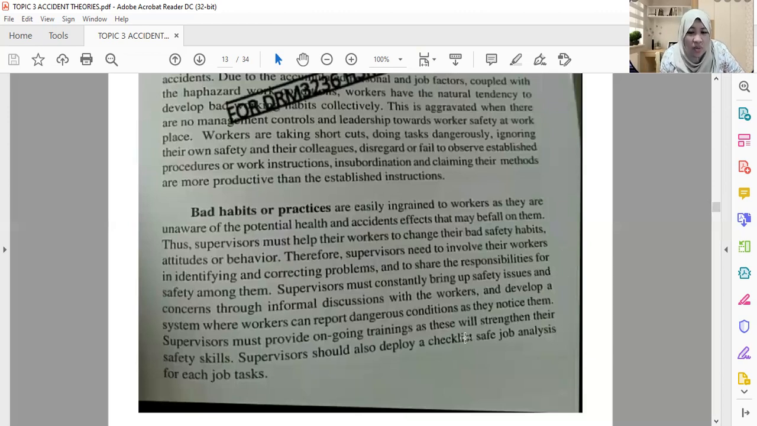Then the supervisor must provide ongoing training as this will strengthen their safety skills. This is undeniable. When you want to practice it, you must have the knowledge. So how do you make sure that you have knowledge? You have to undergo training. And who should send you to training? Of course, your supervisor, your manager, or head of department. So this is something like back to back. If you keep on shifting blame to other people and say that they are at fault, stupid, or not good enough, back to back you have to ask. If you point one finger at others, four fingers point back at you.